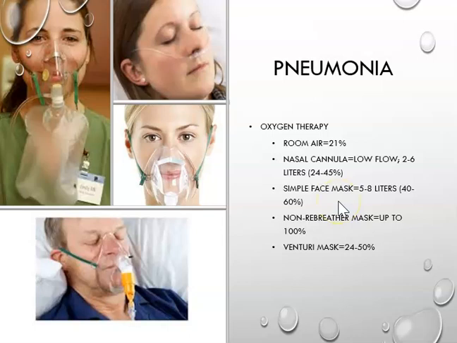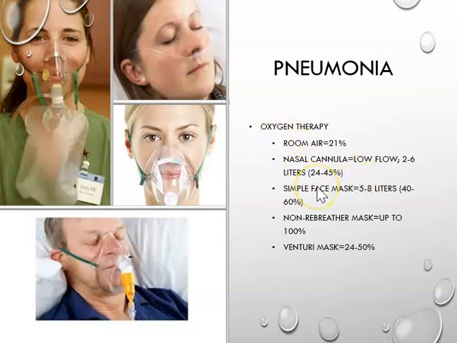With pneumonia and oxygen therapy, if you think about it, your room air is about 21%. So nasal cannula at a low flow, and when I say low flow, that's going to be those clear cannulas. The green one's going to be for high rates greater than 6 liters. That's going to be about 24 to 45% oxygen. If you're putting them on a nasal cannula, I automatically add humidification because it tends to dry out the nasal passages.